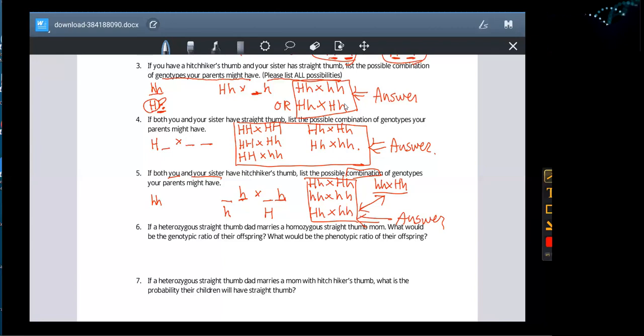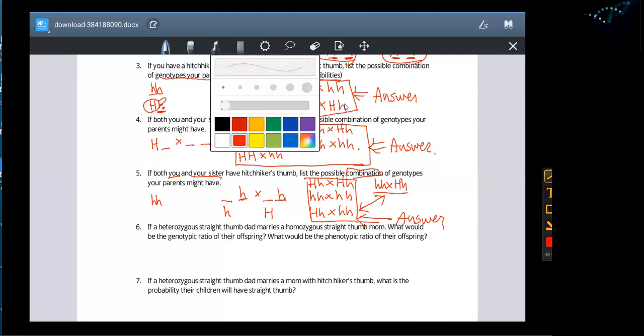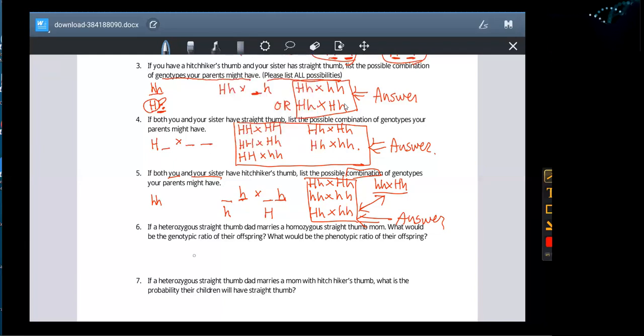Okay, continuing on, number 6. If a heterozygous straight thumb dad marries a homozygous straight thumb mom, now what is this question asking you to test or try to practice? Now you're going to utilize the English and try to map it back into genetic terms. Heterozygous, what does that mean? Yes, that means you have two of opposite. So you got heterozygous straight thumb. That means a big H and a small h.